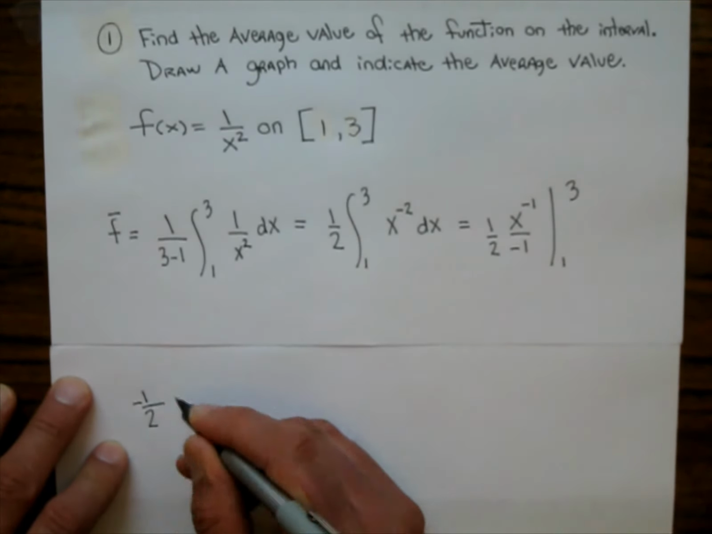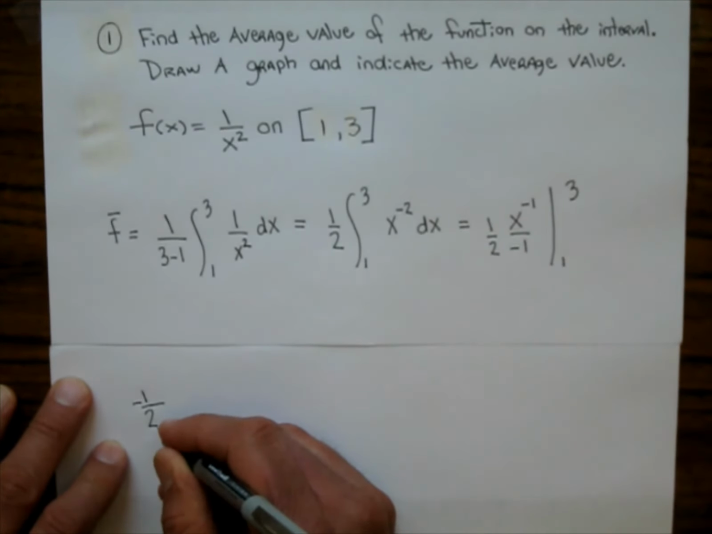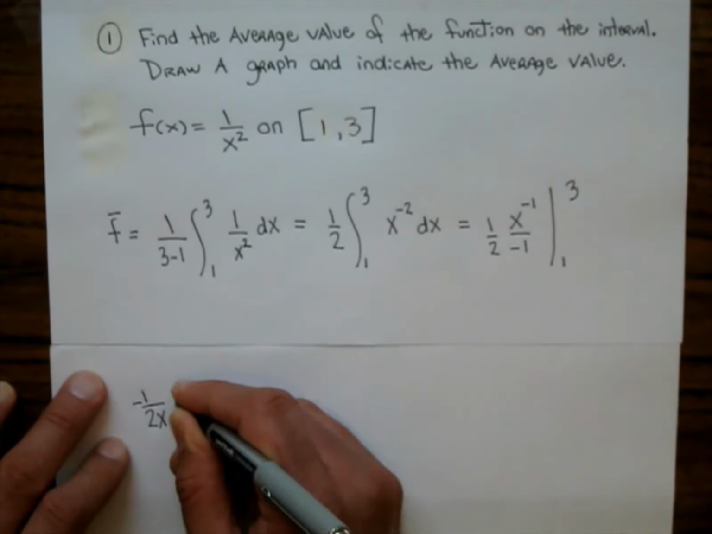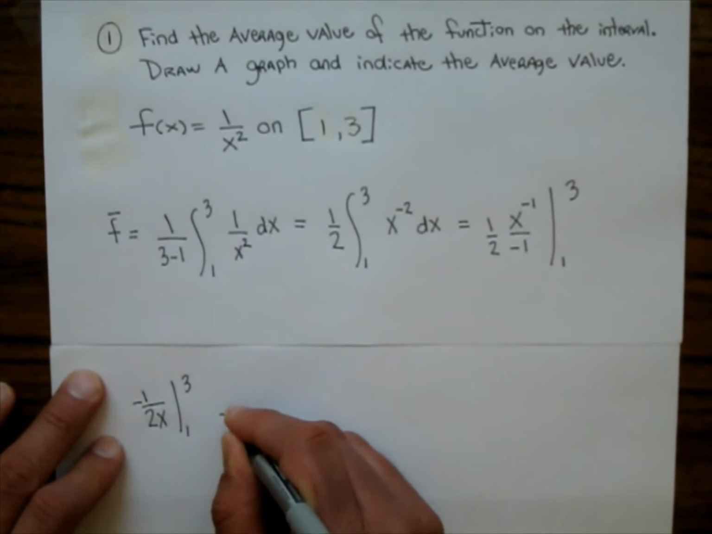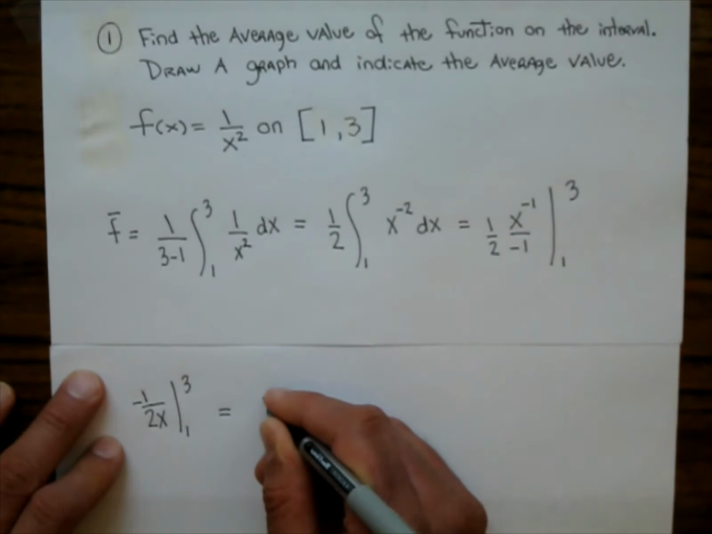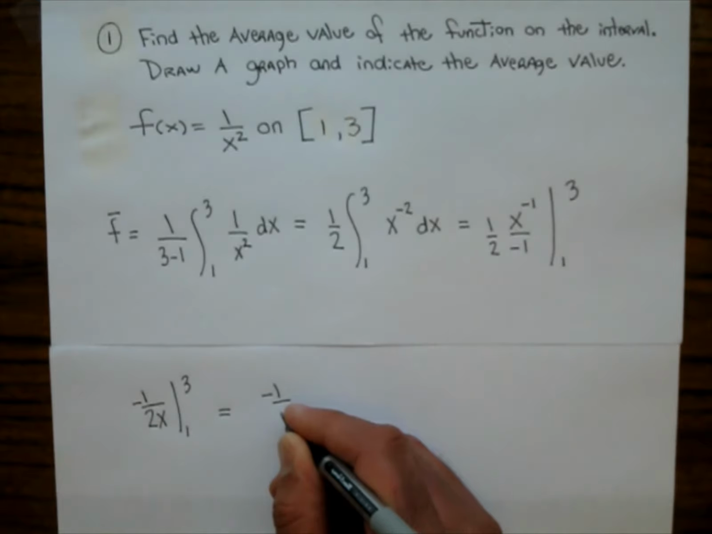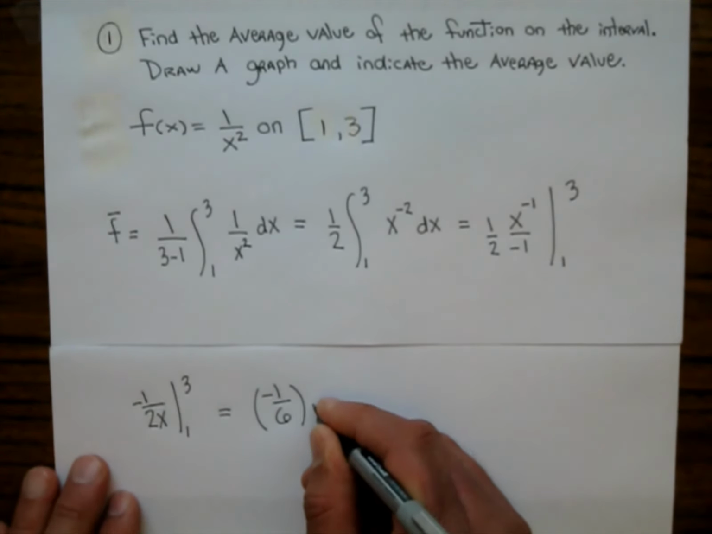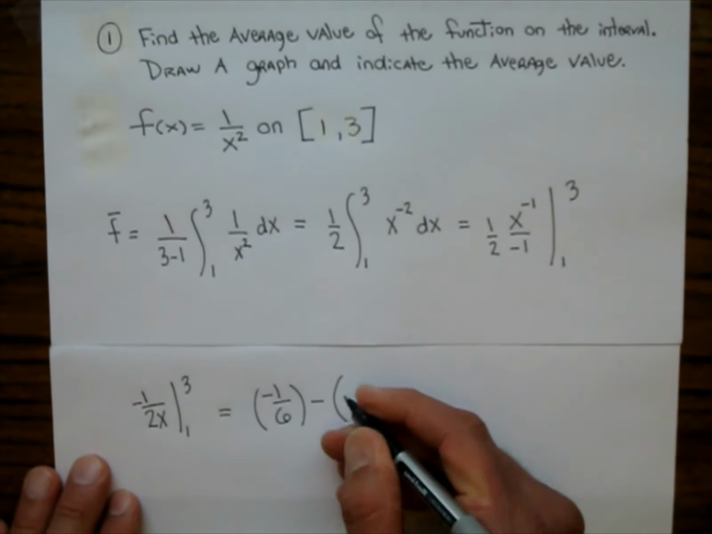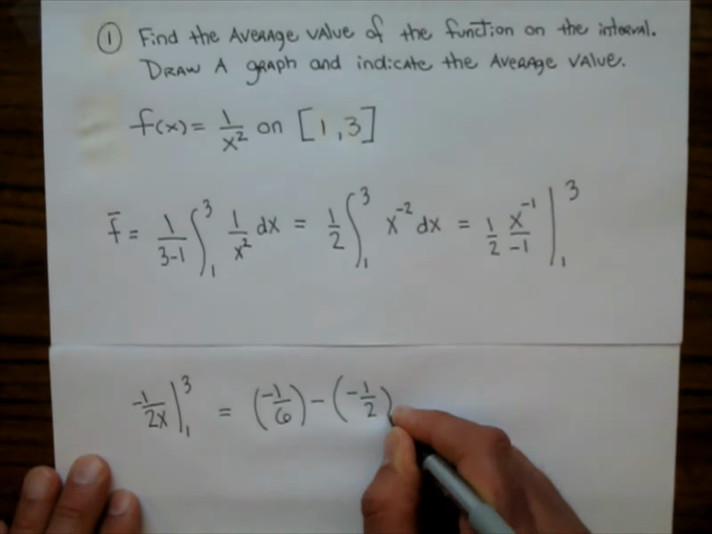Let's just go like this. There's a negative there, and then that x goes down, so we have something that looks like that. This gets evaluated from 1 to 3. So I put 3 in there, and I end up getting negative 1 over 6. That's the first part. Then I'm going to subtract, and I put a 1 in there. I'm going to get negative 1 over 2.